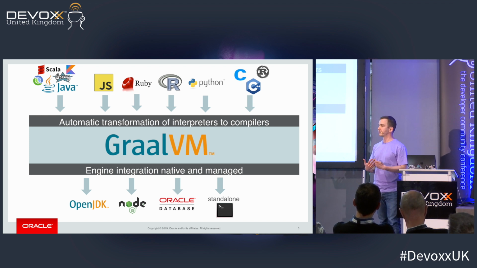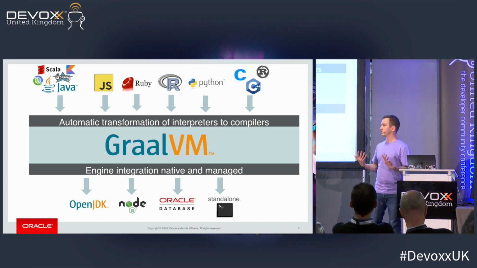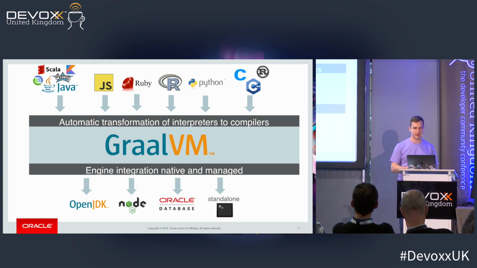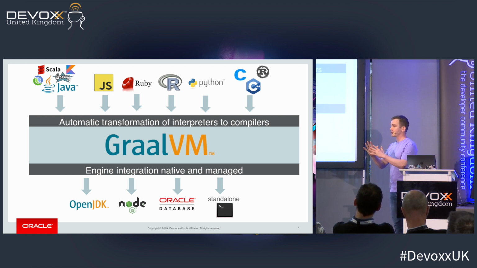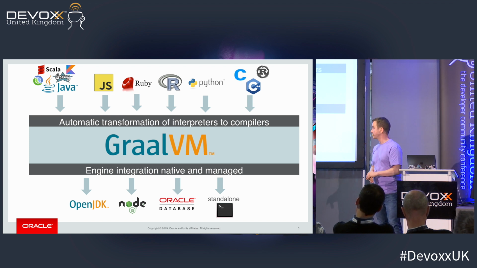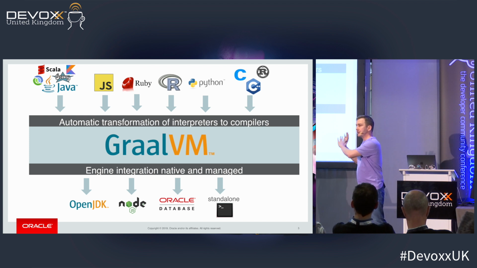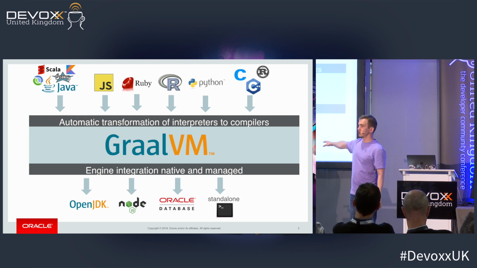But we want our software to be fast because, well, life is too short to wait for software to complete things. And we can automatically transform interpreters for those languages into efficient compilers. And then the platform integrates in different actual runtime options.